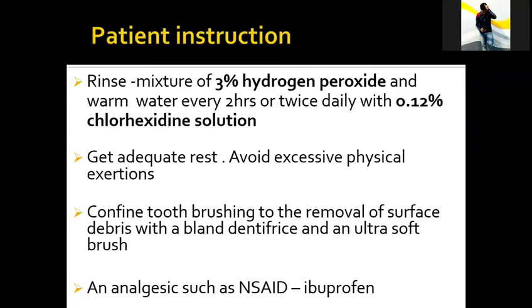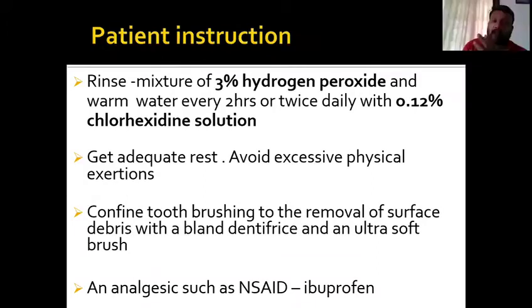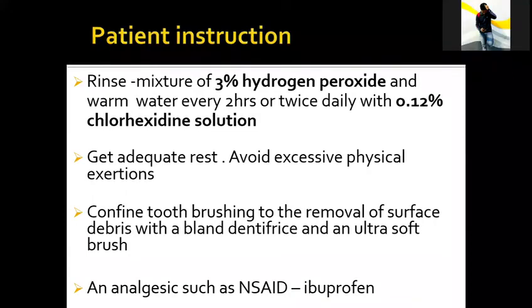Now, what are the patient instructions you are supposed to give? First, the patient rinses with 3% hydrogen peroxide, because hydrogen peroxide has the ability to remove the pseudomembrane, and warm water every 2 hours, and twice daily with 0.12% chlorhexidine solution. Chlorhexidine solution again has antibacterial properties, so that can also help you.